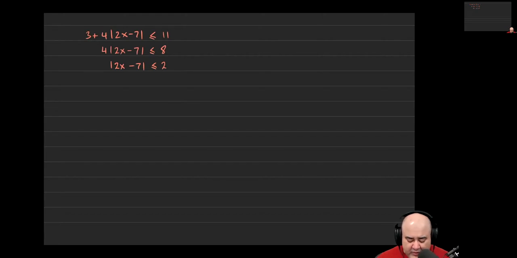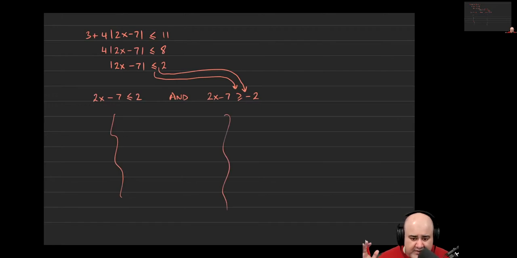Now that the absolute value is isolated, we can ask ourselves, is this a greater than or a less than? It's a less than or equal to, so it's going to split into an AND compound inequality. The first one will be exactly the way you see it. The second one, after an AND statement, will be 2x minus 7 is greater than or equal to negative 2. So remember, you have to change the direction of the inequality, and then the sign of the number has to get flipped as well.